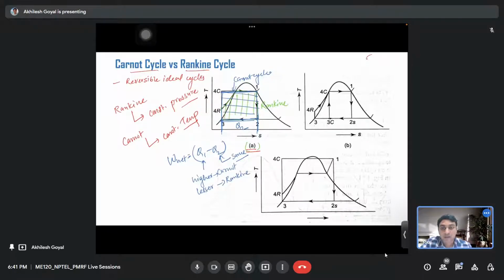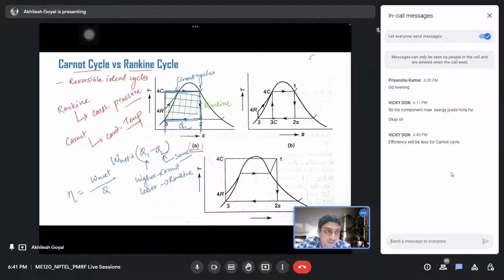So if Q2 is same but Q1 is higher for Carnot, it means W net achieved from the Carnot cycle is more compared to the Rankine cycle, and our efficiency is given as W net divided by Q1. So from here we can say that the efficiency of Carnot cycle is higher compared to Rankine cycle.